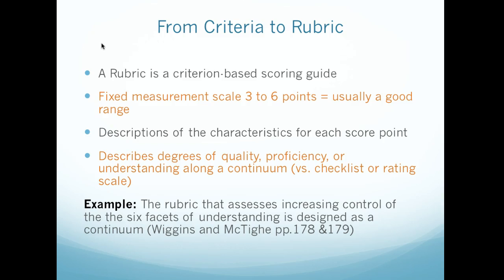And then you're going to describe the criteria from not acceptable to excellent, meets standards, or above standard, however you want to categorize them. You're going to describe the degree of quality or proficiency of understanding along that continuum, and that's different than a checklist or rating scale. For example, a rubric that assesses increasing control of the 6 facets of understanding is designed as a continuum, which you'll see in the Wiggins and McTighe book on page 178 and 179, which you want to think about using those 6 facets of understanding in your rubrics.